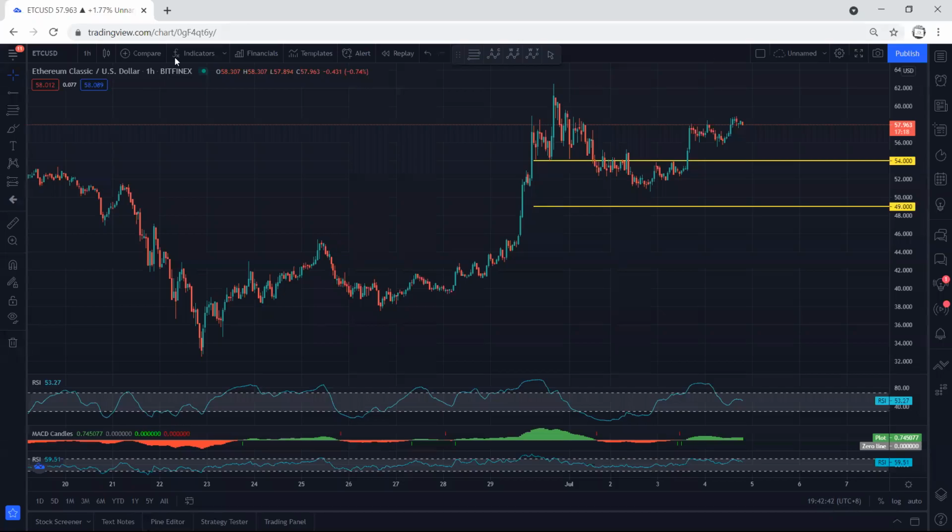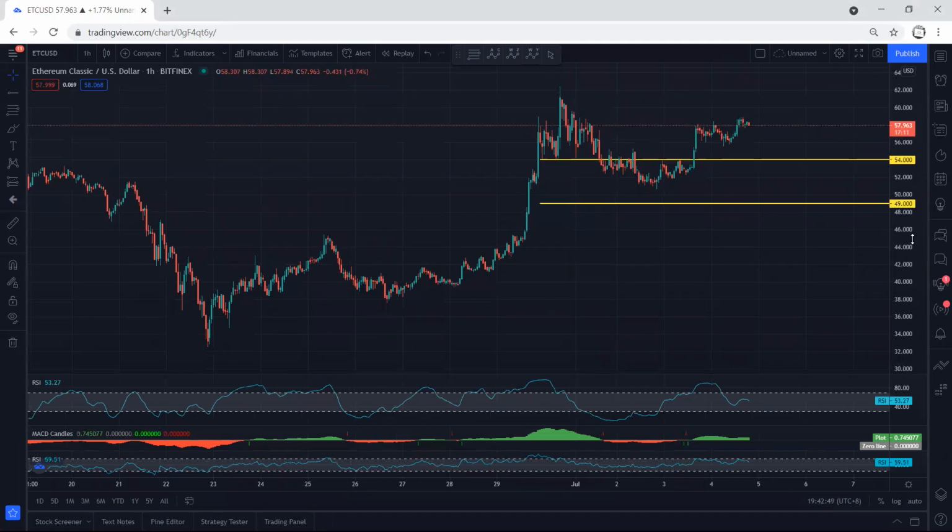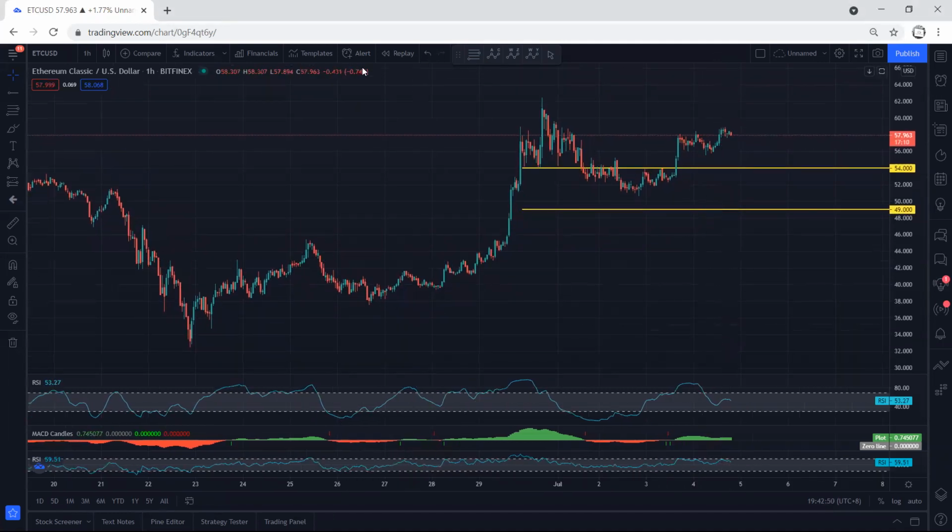ETC, we start with 1 hour charts. I want to give a quick update. First of all, if you refer to our analysis, since the price was within this move, we mentioned we want to see the breakout of the 49 and the 54 cent. Anyway, we didn't have any update for that.